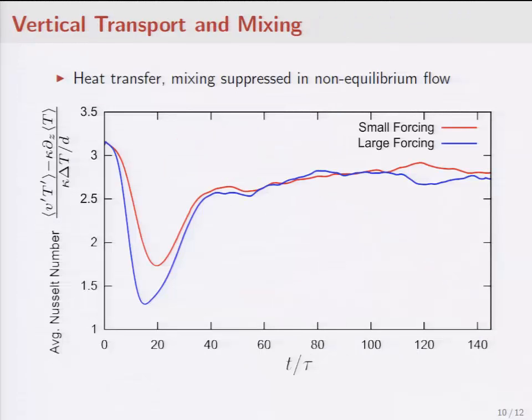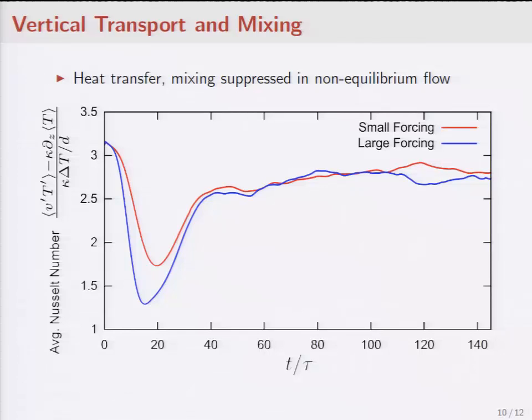So now, if we consider that same configuration, what's the heat transfer in this flow? This is a plot of the Nusselt number, which is a measure of the mean heat transfer in this flow: how fast is energy being transported from the bottom wall to the top, and so on.